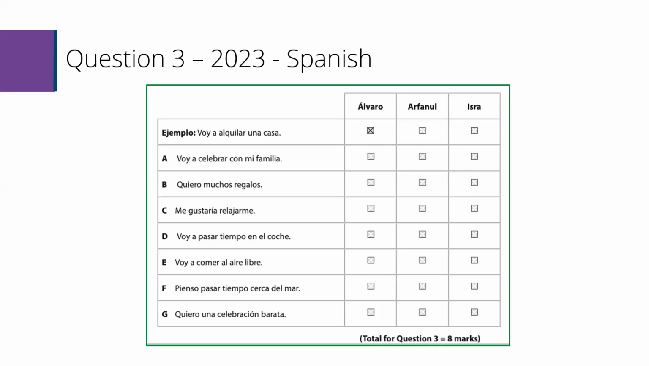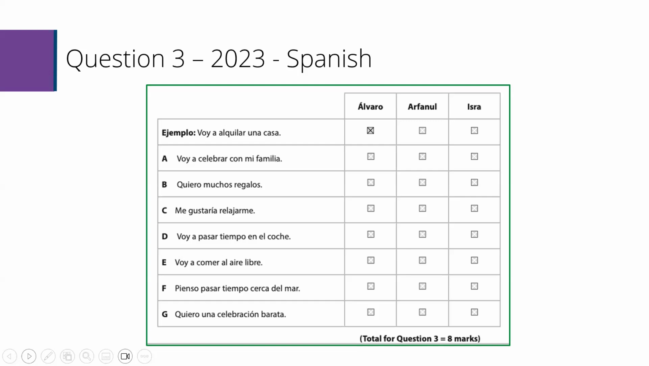But in E, for example, I'm going to eat outdoors. Maybe 2 people talk about that, and you could put 2 crosses. So important just to remind candidates to count 8 crosses. They need to have marked 8 boxes, and they don't count the example. Of course, the example is just done for them. So it's the example plus 8 boxes.